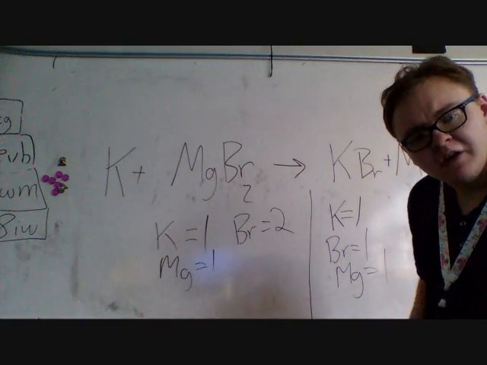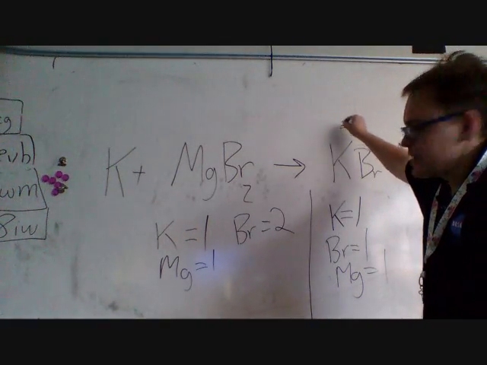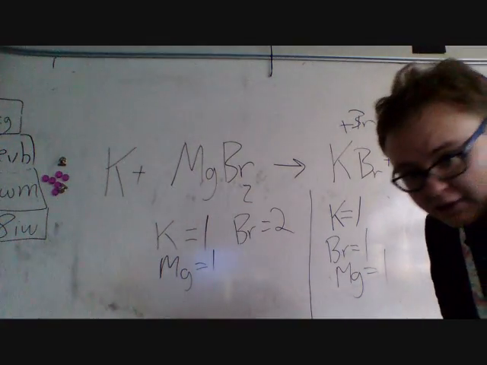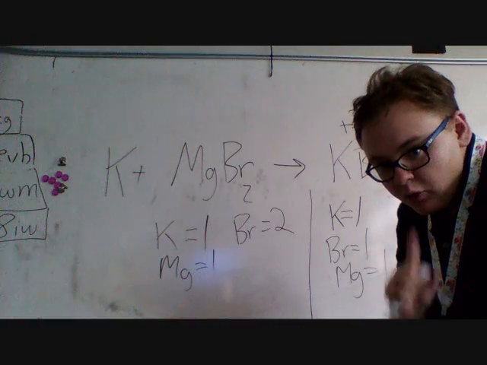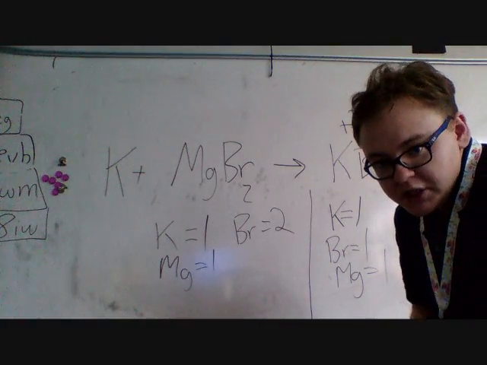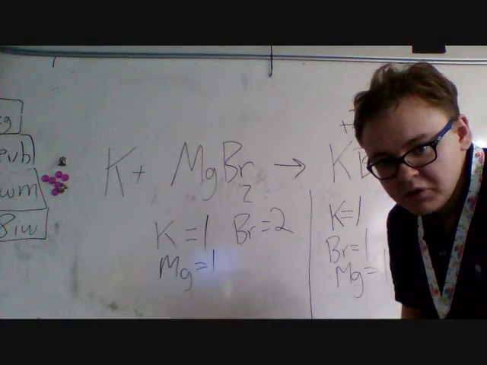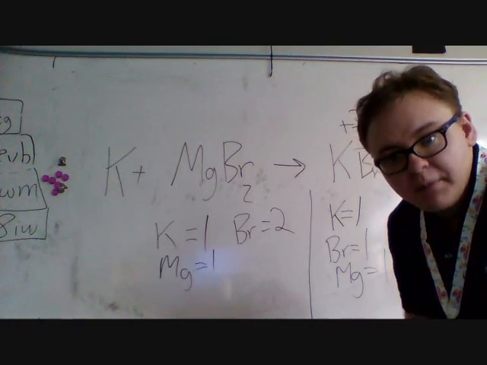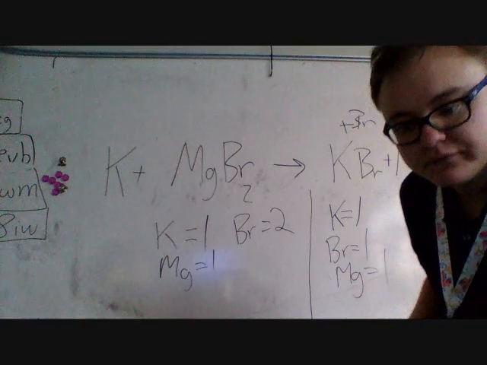Some people might also say, well, let's just add a bromine in here. Now we've got 2. We can't do that either. We can only change coefficients, big numbers. We can put a big number in front of something. We can change a big number that's already there. That's the only thing we're allowed to change.